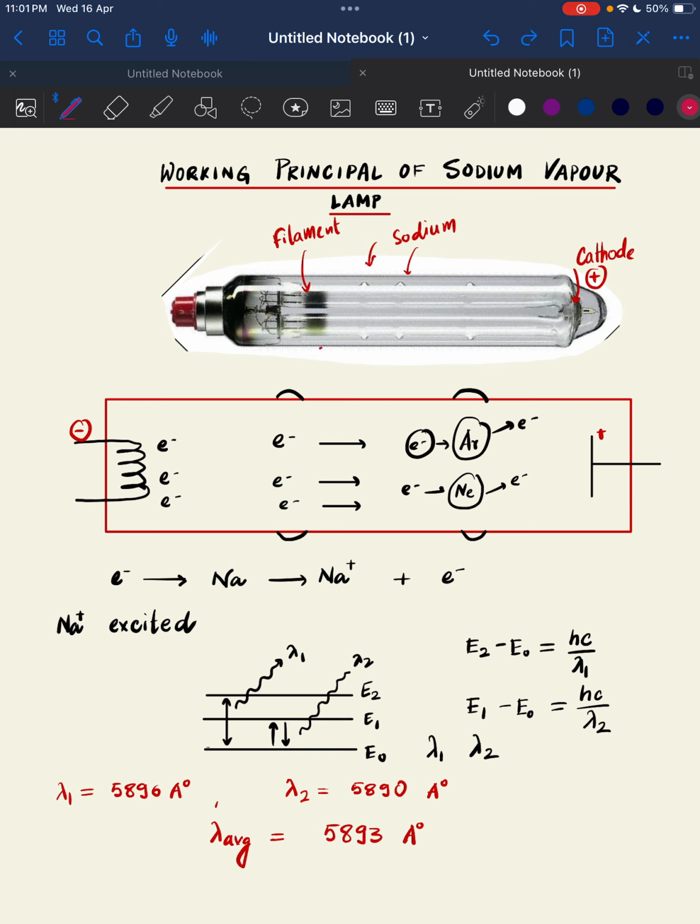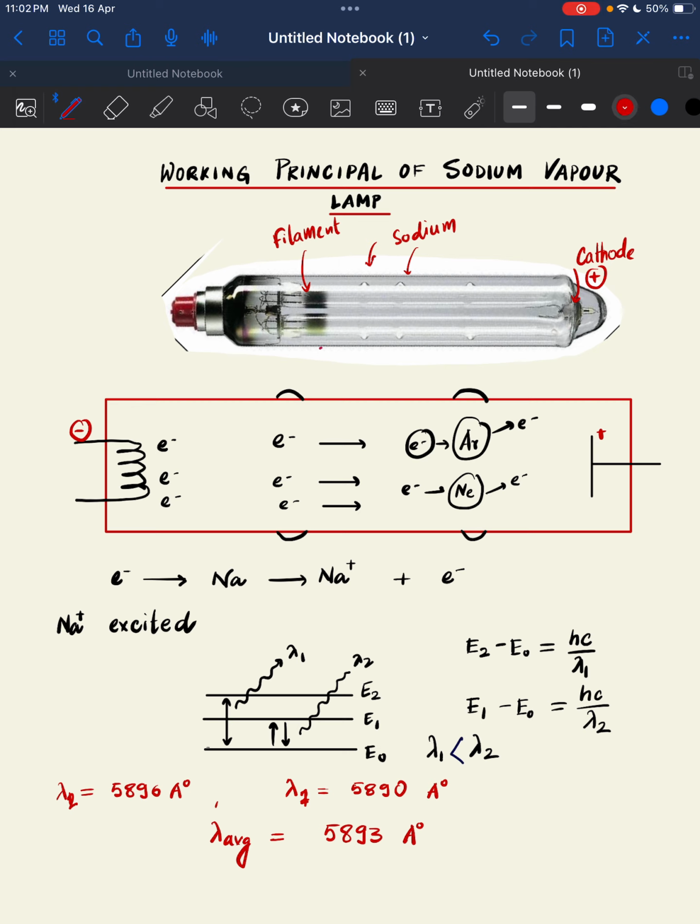So this is your lambda 2. Let me correct all these things. So this is your lambda 2 and this is your lambda 1. So one wavelength is 5896 angstrom and another is 5890 angstrom. So we can take the average value 5893 angstrom or 589.3 nanometer. So this is the wavelength of sodium light.